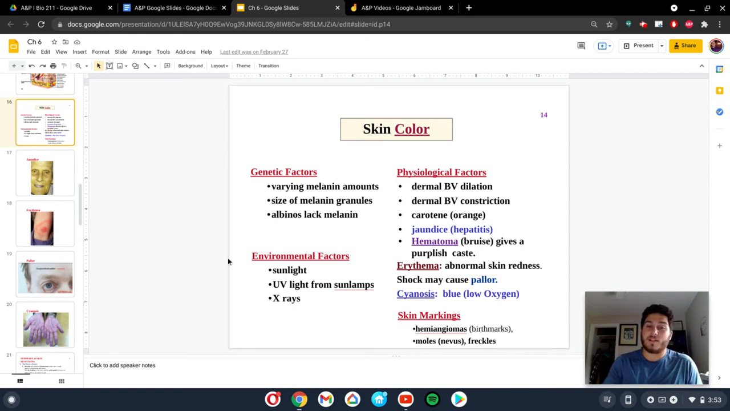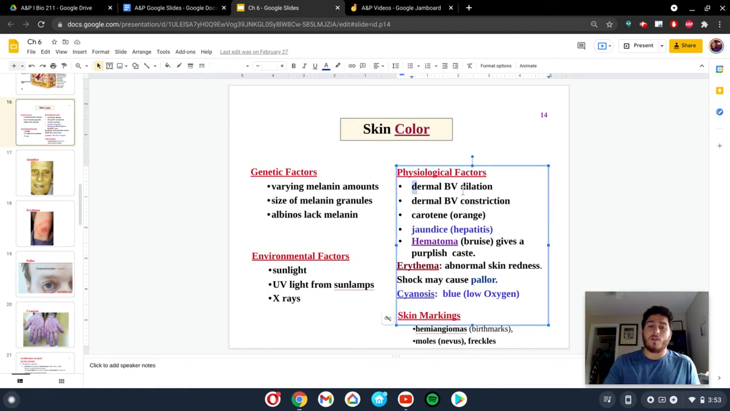Next up, physiological factors. There's a whole bunch of things that can go on. Sometimes they're simple right here. Blood vessel dilation. So in other words, your blood vessels get wider, which means more blood. If there's more blood in the area, you start to see it in your skin, maybe like in your cheeks, you're blushing. That'd be the example of that. More red in your skin because there's more blood going through it. Dermal blood vessel constriction, the opposite occurs. Blood vessels are going to shrink, less blood, less red.